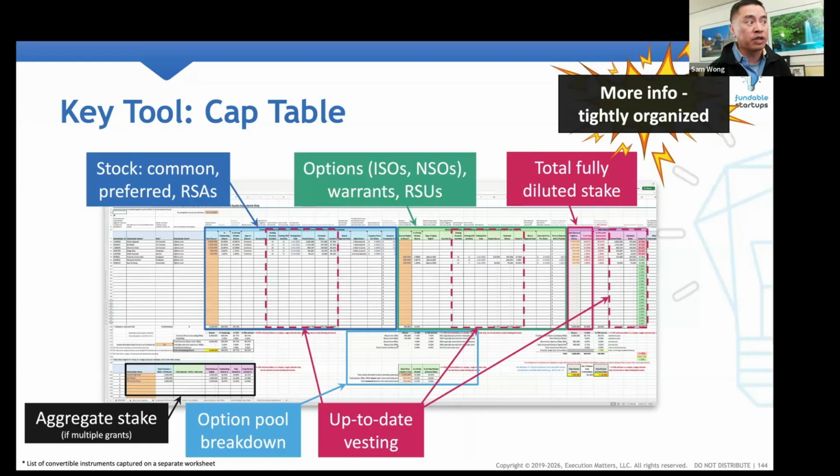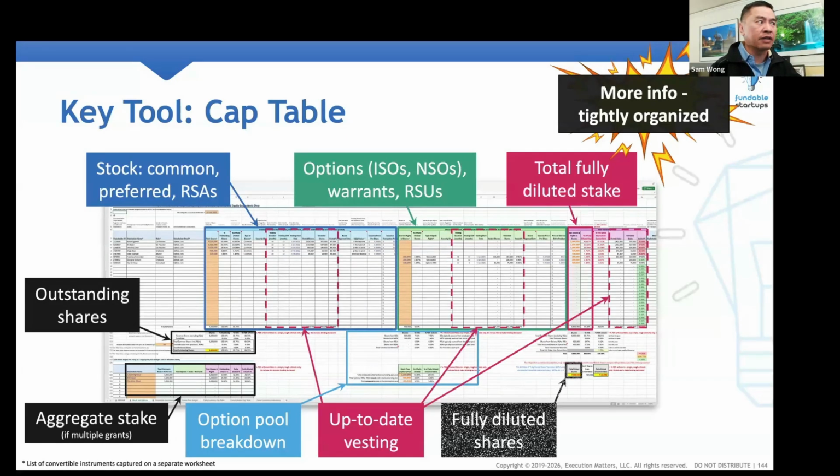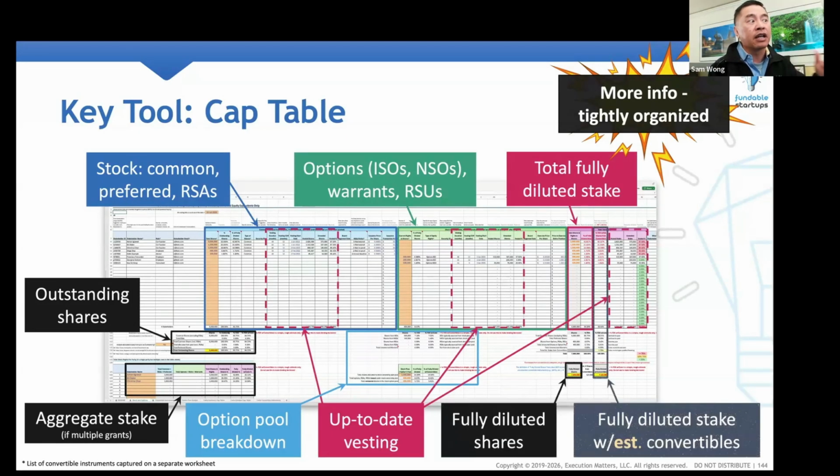You want to be able to see what they hold in aggregate. Then it calculates outstanding and fully diluted shares, and it also takes into account an estimate of what the fully diluted stake will be if the convertibles convert. This is very important, but it's very rarely found.